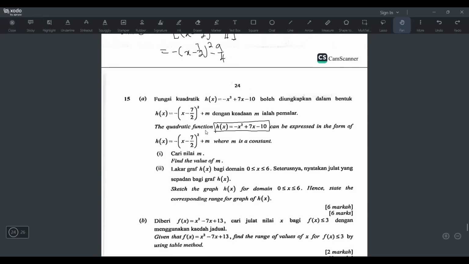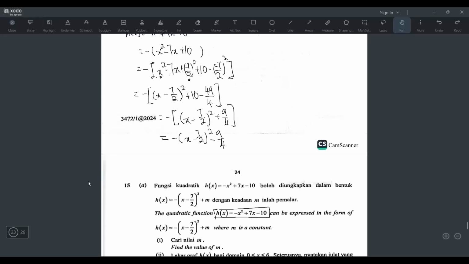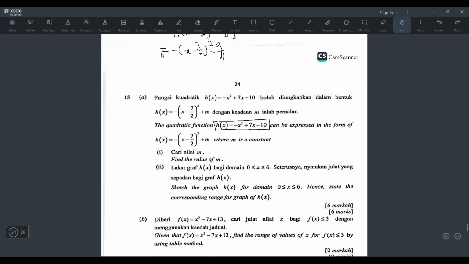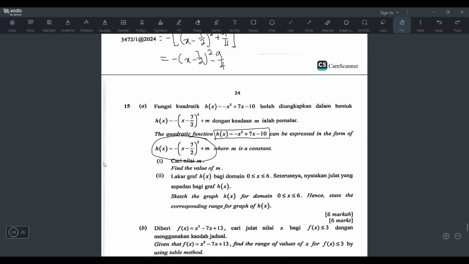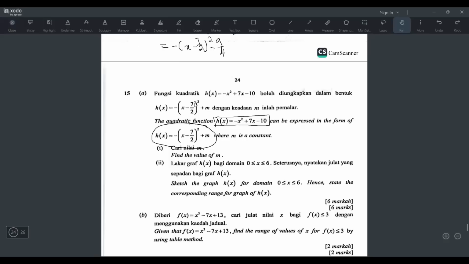This is not over yet. They want to find the value of m. So do you remember that just now they gave us their own vertex form? This one, right? And you can see this is actually the same as what I wrote here. Because I also already changed to vertex form, right? So this is also vertex form, this is also vertex form, which means they can both be compared. So when we compare, we can see negative, negative, bracket, bracket, x, x, minus 7 over 2, everything is the same. So what is the value of m? It would be negative 9 over 4.